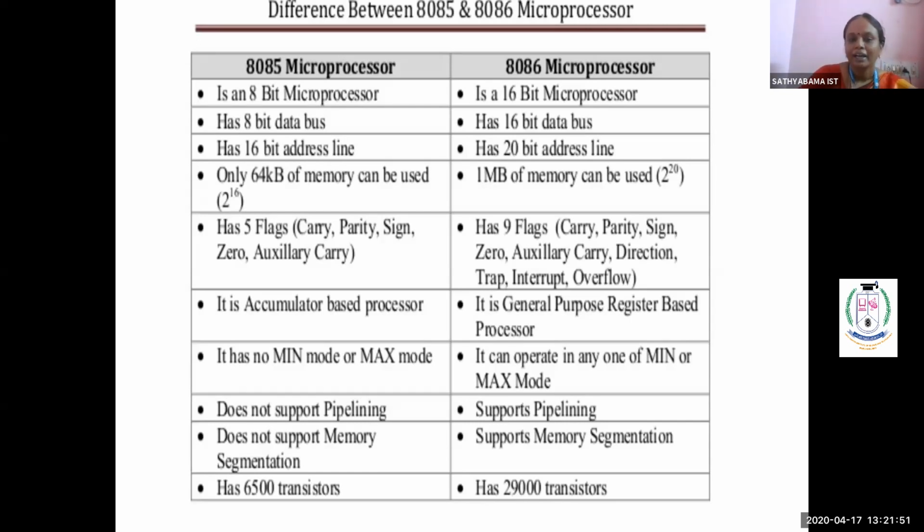Then in 8085 we don't hear about minimum and maximum mode. So here we don't have minimum and maximum mode. But when you go for 8086, its main feature, minimum and maximum mode, is present. So what is minimum mode now? Single processor means I can use minimum mode. Multiple processors means maximum mode.